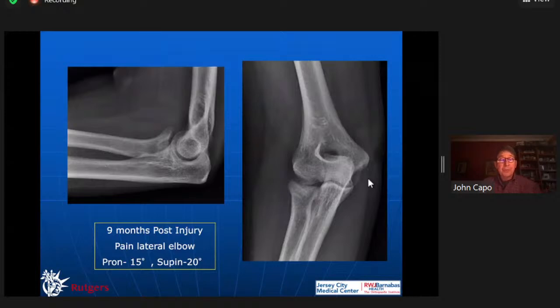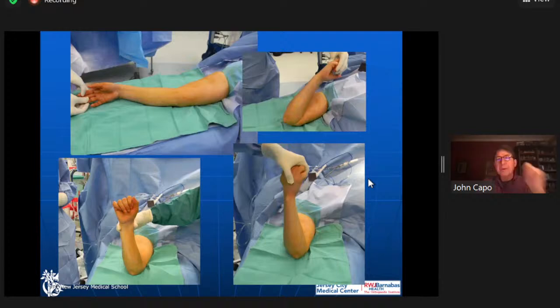But she disappeared. 9 months, came back, and now she's got decreased motion and pain, and it looks like a malunion. So my plan was to open it up and try to address it. So this is her motion in the OR and her flexion extensions.